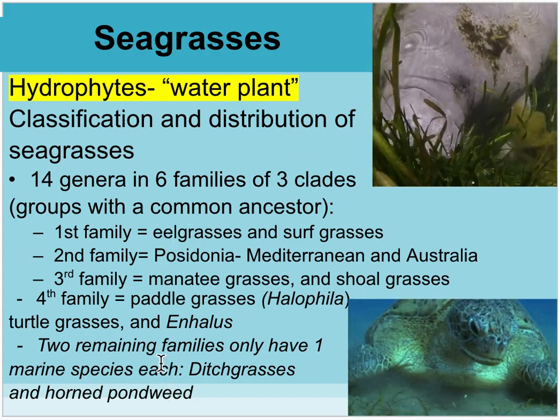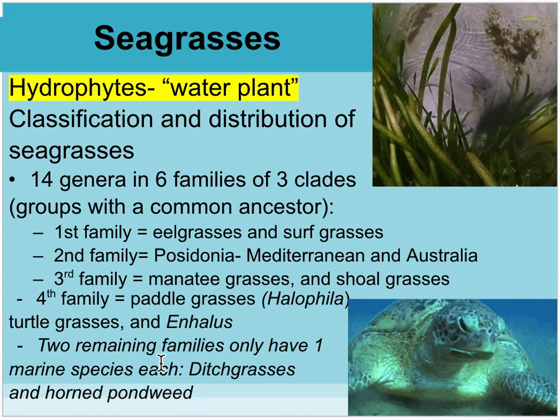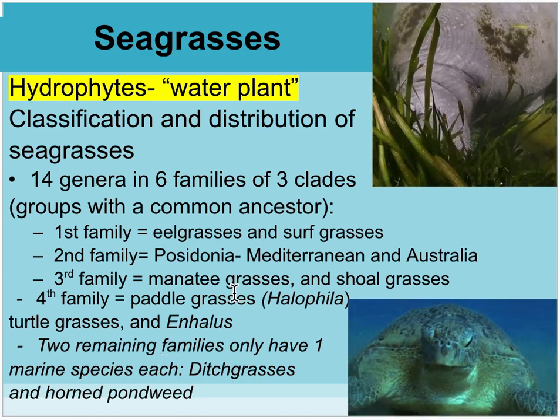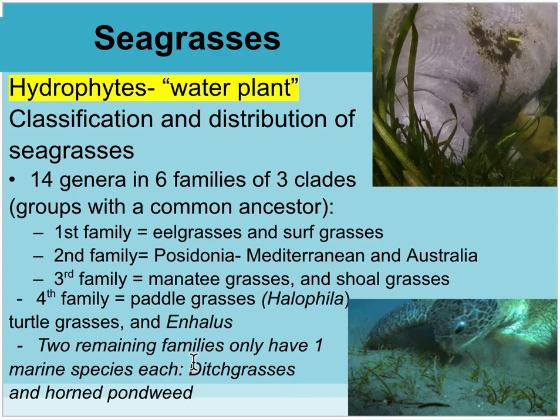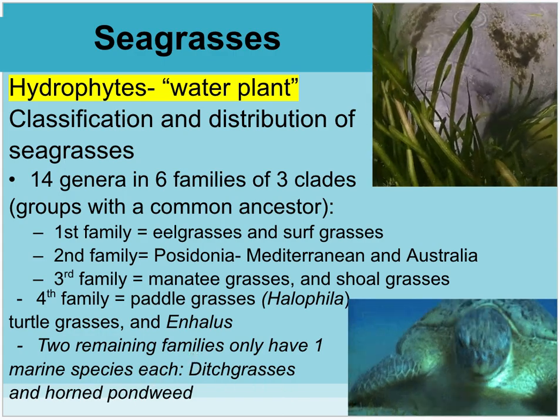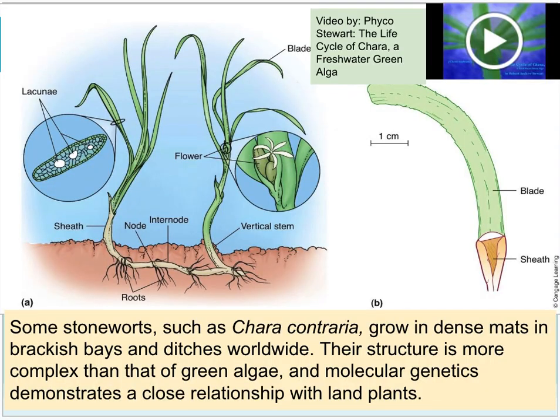Then there are two other families, but they each only have one species. That's where numbers 5 and 6 come up. That's the ditch grasses and the horned pondweed, and only one species of each of those exists in the ocean.